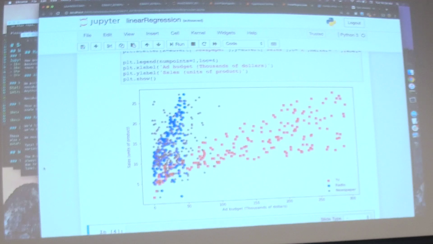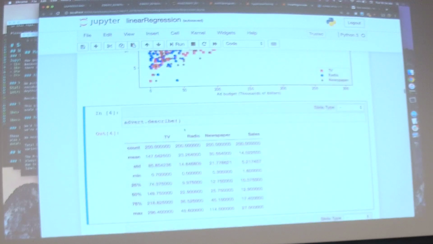If you are working at an ad firm, what information do you want to glean from this? What do you want to use this data to figure out? Yeah, how do you want to spend your money, right? Which of these is the best place to spend your ad money? So based on this, we think, okay, maybe we should put all of our money in radio, but let's figure it out.